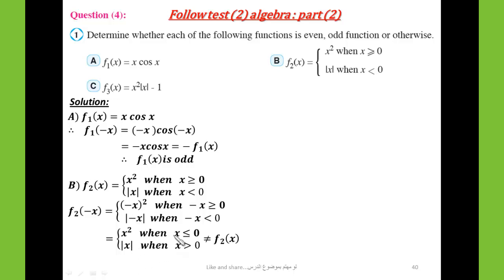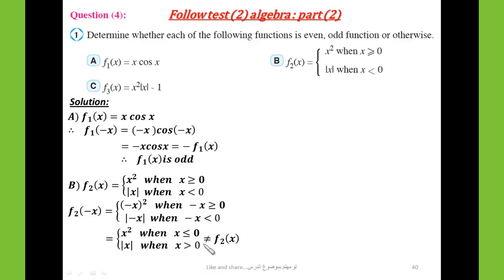Here we want to change negative x to positive x, so multiplying both sides by negative 1. So negative 1 multiply negative x equals x. Negative 1 multiply 0 equals 0. And the direction of inequality will be changed. Here we have negative x less than 0. It became x greater than 0.